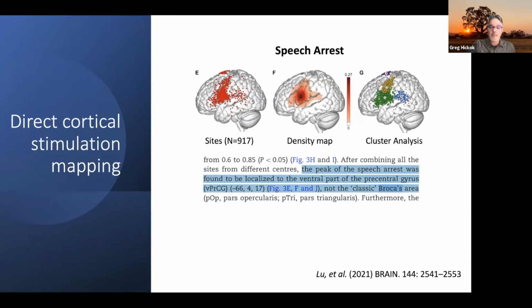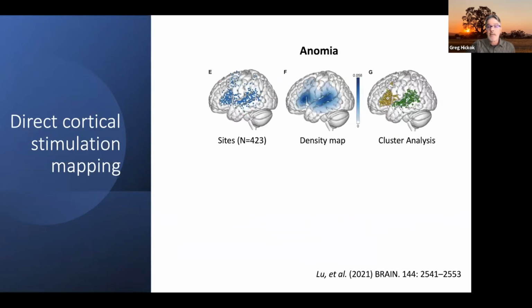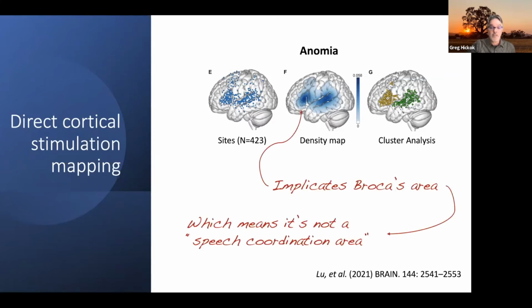So they write, the peak of the speech arrest was found to be localized to the ventral part of the precentral gyrus. That's here, not the classic Broca's area. And yes, we see both ventral and dorsal premotor clusters consistent with the imaging work. Anomia has a different distribution, not as many sites. And you can see that the focus is more Broca's area. So that suggests that this is not a speech coordination area, which we already knew anyway, but this is nice confirmation.